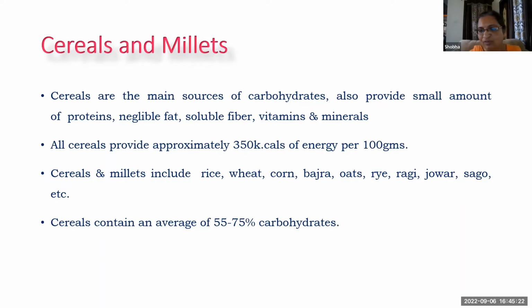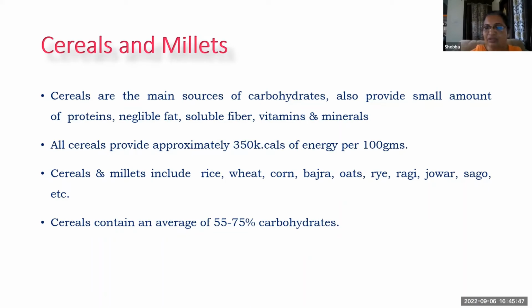And around 50 to 75% of carbohydrate is present in each source. If you consume, for example, 4 rotis or a cup of rice or rice preparations, or 3 dosas or 4 idlis, whatever the combination you take, all of this will provide you around 100 gram of cereal carbohydrate. That much, around 60 to 70 gram of carbohydrate will be present.